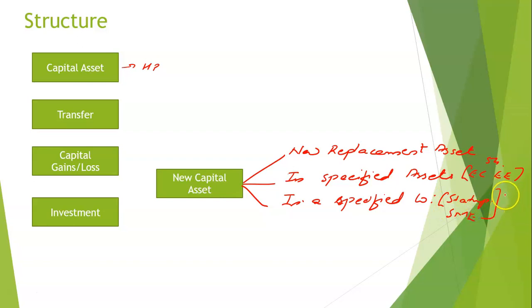Alright, this falls under section 54GB. An ICAI can make an investment in a new capital asset, which can either be a replacement asset or a specified asset or a specified company. We learn about what these specified assets are and what a specified company is in their respective sections.